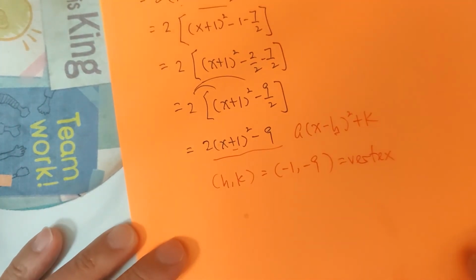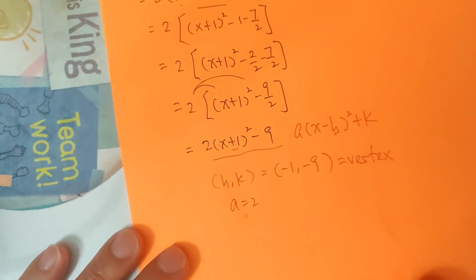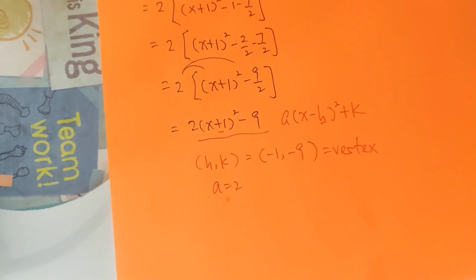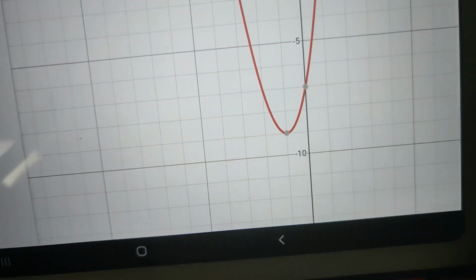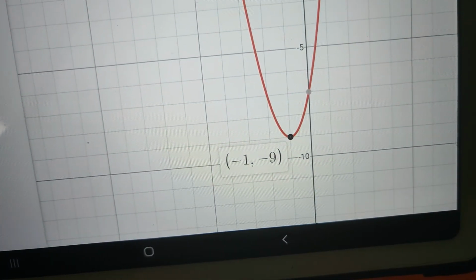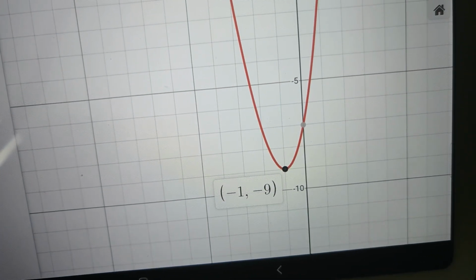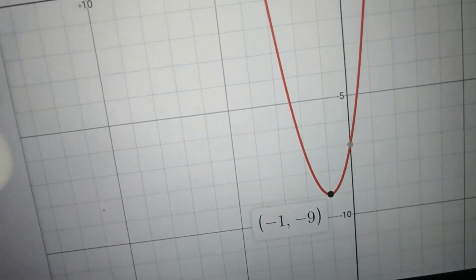Okay, and then the a is a 2. So on the graph you will see that that's how it's going to look like, where the vertex will be at negative 1, negative 9. You see that? Okay. Alright. That's how we do it.